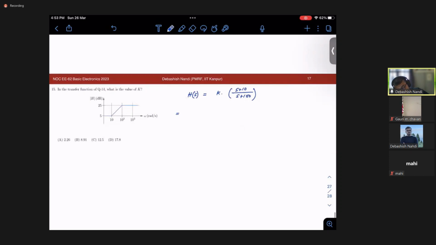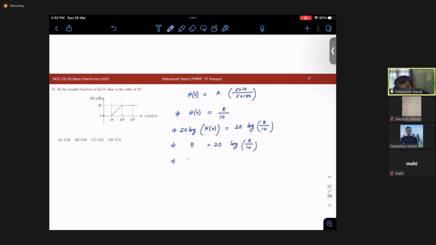So how can you calculate that? You see at 0 frequency you have 5 dB of gain, right? So H of 0 is nothing but, you put s equal to 0, so it is k by 10, right? So 20 log H of 0 is 20 log of k by 10, which is nothing but 5, right? 20 log k over 10.